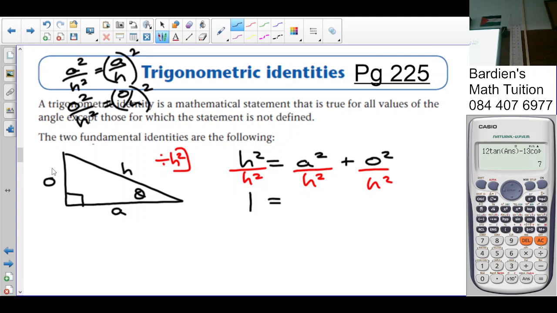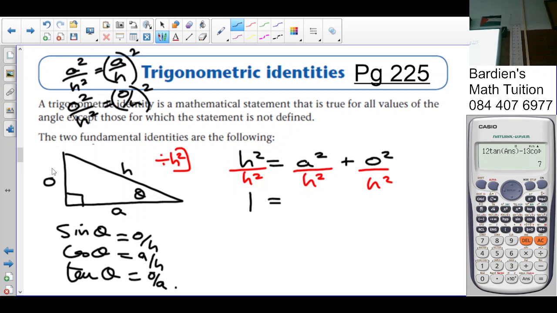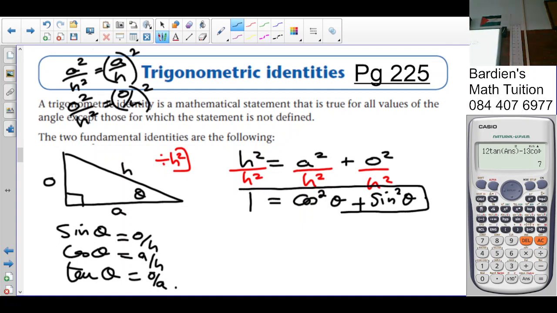But A over h is what? Because sine, cos, tan is Oliver has a hat of apples. A over h is cos. So it becomes cos squared theta plus O over h all squared, which is sine squared theta. So that means to say that sine squared theta plus cos squared theta will always be equal to 1.